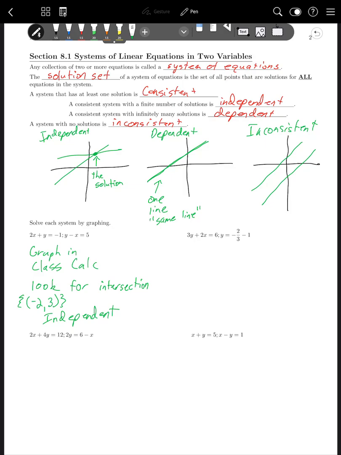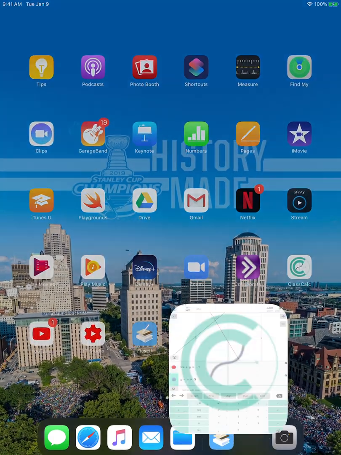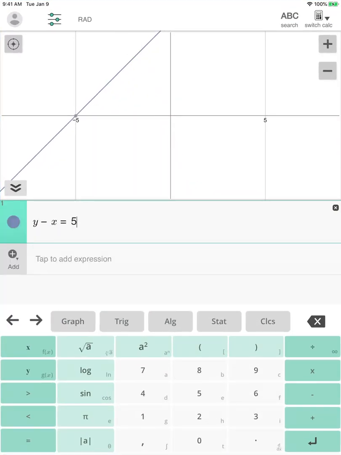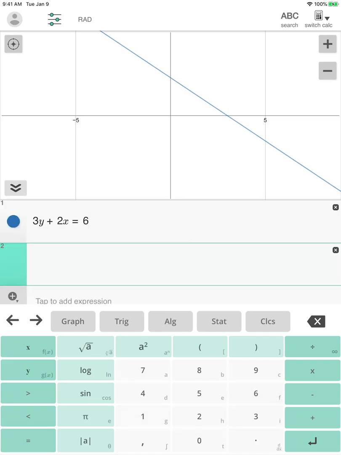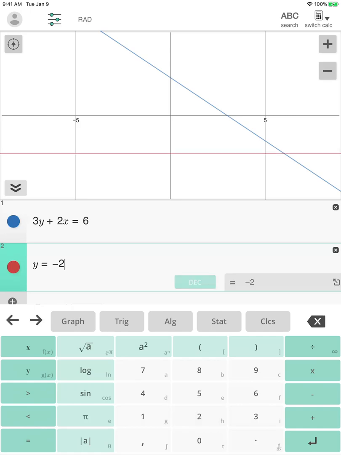Okay, so we can go ahead and try the next one, which I'm just noticing has a little bit of a typo here. There should be an x after the -2/3. So let's graph that in Class Calc. We can get rid of the two lines we just did and put in the new ones. So 3y plus 2x equals 6, and y equals negative 2 divided by 3 x minus 1.